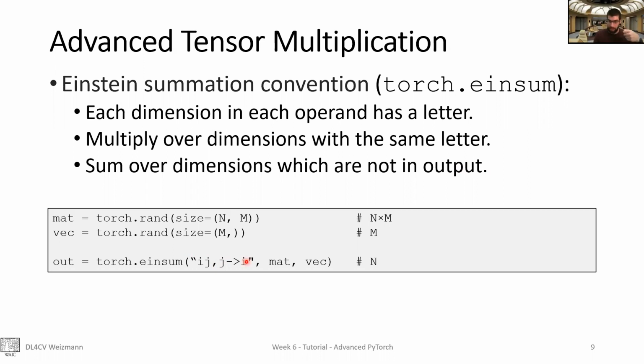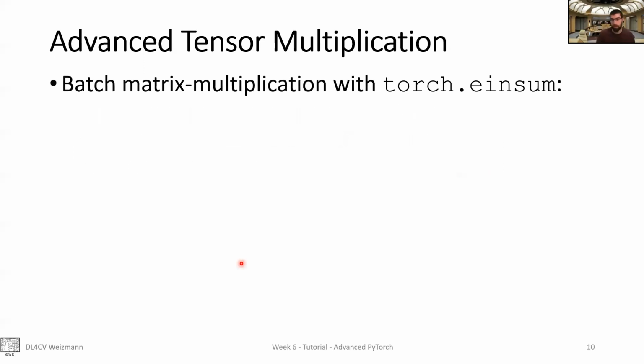And we do this for each row in the matrix, for each i. And this happens very fast on GPU. So this is a very simple example. We can do a bit more complex example, which is batch matrix multiplication, which you already know how to do with matmul, but we'll see how to do it with einsum.